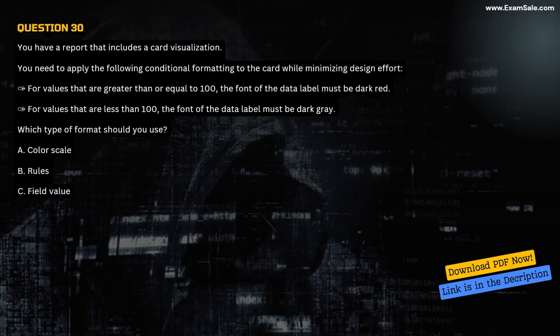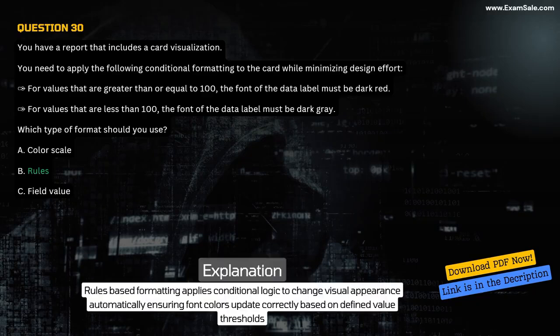Question 30. You have a report that includes a card visualization. You need to apply the following conditional formatting to the card while minimizing design effort. For values that are greater than or equal to 100, the font of the data label must be dark red. For values that are less than 100, the font of the data label must be dark gray. Which type of format should you use? A. Color scale. B. Rules. C. Field value. Correct answer B. Rules. Explanation. Rules-based formatting applies conditional logic to change visual appearance automatically, ensuring font colors update correctly based on defined value thresholds.